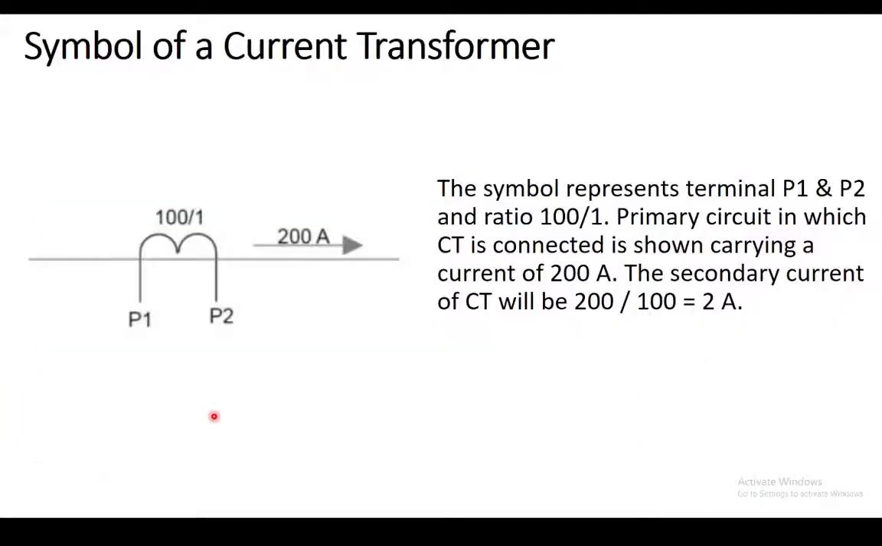So next. So ito yung symbol ng current transformer. The symbol represents terminal P1 and P2 and the ratio niya is 100/1. Saka yung primary circuit naman kung saan yung CT is connected is shown nagka-carry siya ng current of 200 amperes. Yung secondary current naman ng current transformer will be 200/100, which is equals 2 amperes.